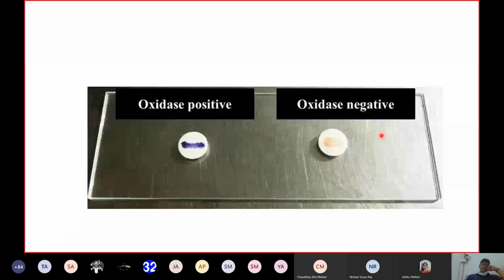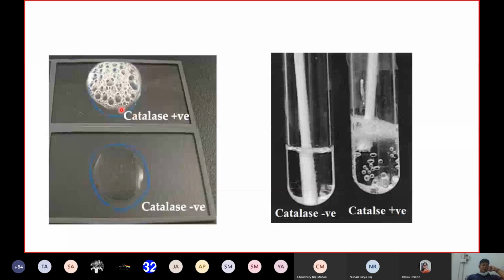This is the oxidase test. Oxidase discs are available. If they are positive, then they will change the disc color to purple, while if they are not producing oxidase enzyme, then they are not changing the color. This is the catalase. Again, if organism is producing catalase, then if they are kept in H2O2, they will make this kind of effervescence. If negative, then there will be no change at all. Similarly, same thing if we do in the test tube. This is the H2O2. You can see effervescence, gas bubbles coming out in case of catalase positive, and not coming out, no change at all in case of catalase negative.